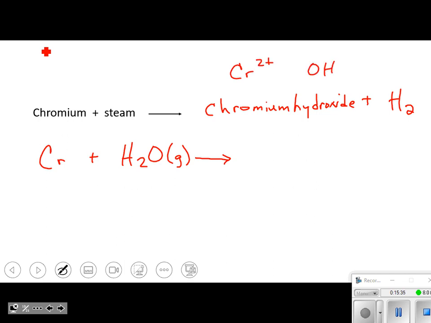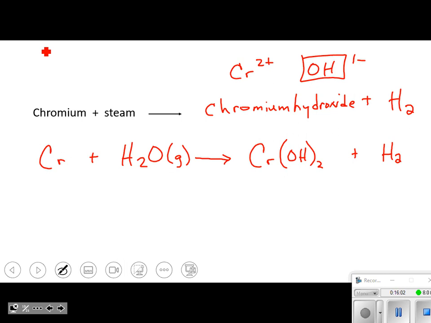Hydroxide's a polyatomic. It is a 1 minus. I put that box around it. Remember, back to nomenclature. I put that box around it. So now I got chromium. I need more than one hydroxide. So I got chromium, parentheses, OH, end of parentheses, 2. And then I've got my hydrogen.